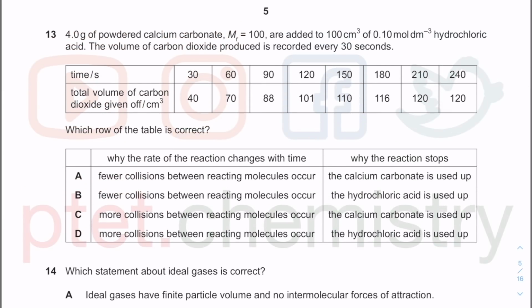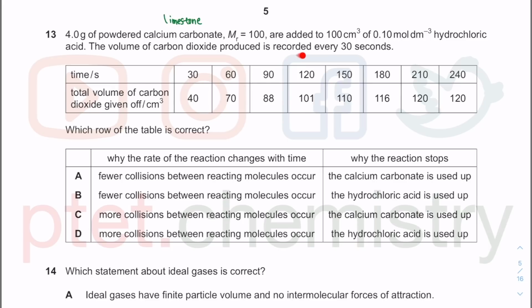Question 13, we have 4 grams of powdered calcium carbonate, also known as limestone. Sometimes questions say limestone, so that's basically just calcium carbonate, among other things. Then you add it to hydrochloric acid, so very clearly you get a salt, carbon dioxide as well as water. And this is a rate of reaction.